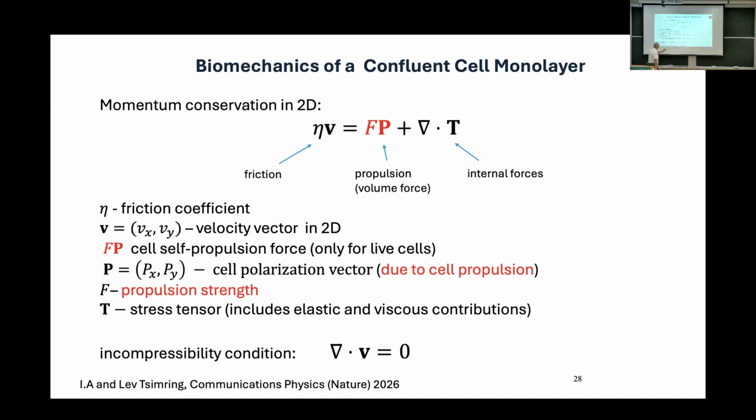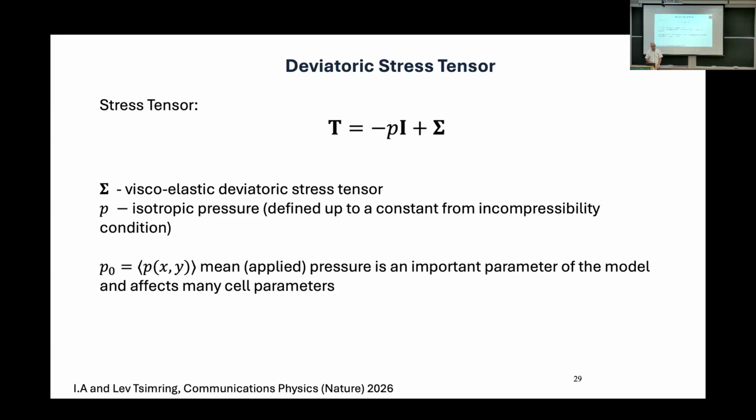And to make life slightly easier, we assume that the monolayer is incompressible. We could make it compressible, which doesn't change much, or we can even include proliferation. Then there would be extra terms here, but this would make life significantly more complex without really adding something fundamentally different. So for the moment, we assume that the monolayer is incompressible. Then the stress tensor can be written in the following form: a combination of a deviatoric viscoelastic stress tensor and isotropic pressure.